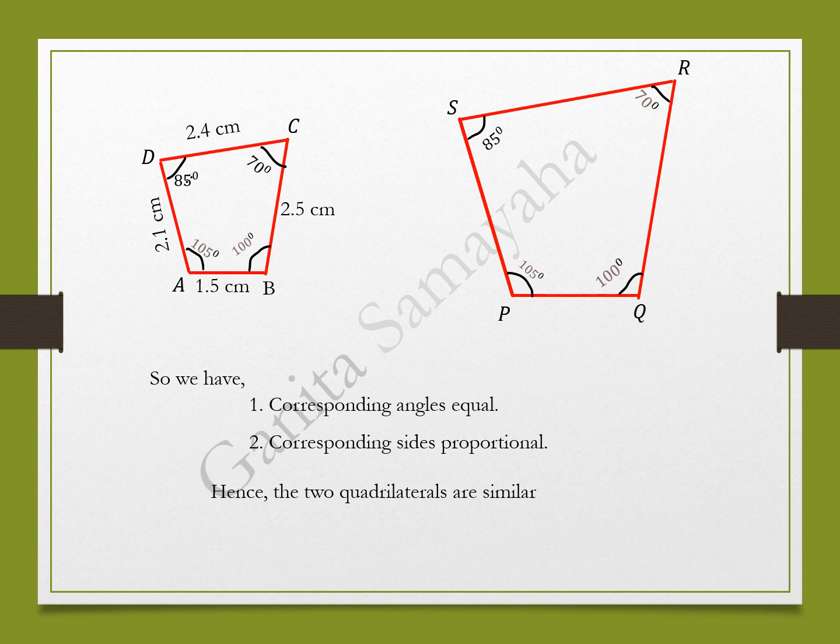So whenever we want to talk about similarity, we have to observe the angles to see if all the corresponding angles are the same, and then we have to observe the measurements of both the quadrilaterals and see if they are proportional. If these two conditions are satisfied, then we can say that the two quadrilaterals are similar. Even if one condition fails, then they are not similar. So let us see such a condition further.